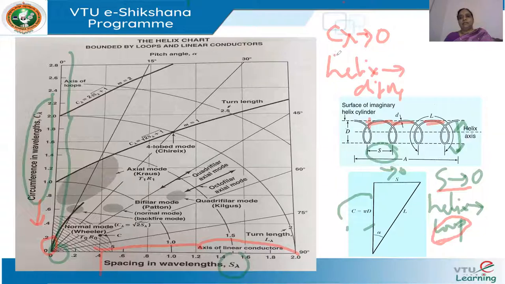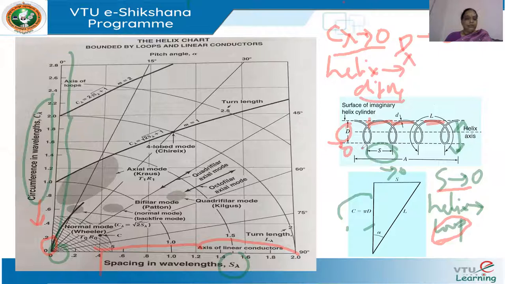The other extreme is when the circumference tends to 0, or the diameter d, since the circumference is nothing but the diameter d. So d tends to 0. What will happen to the helix? The helix will become a dipole. Instead of the helix being a loop, it becomes a pure dipole.